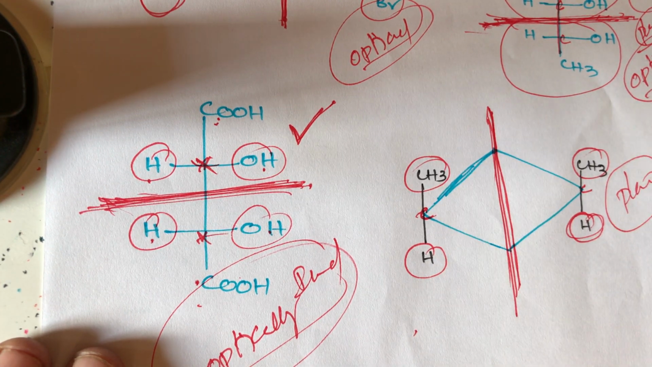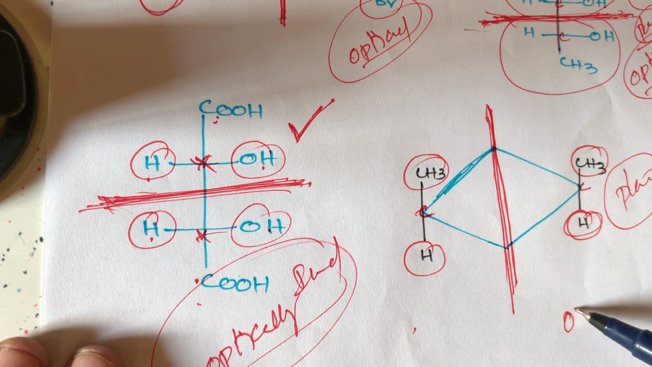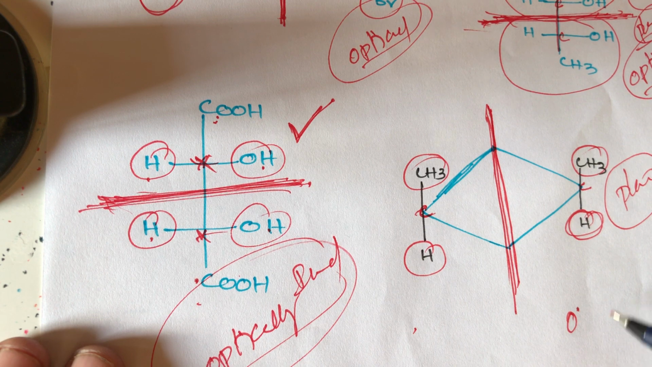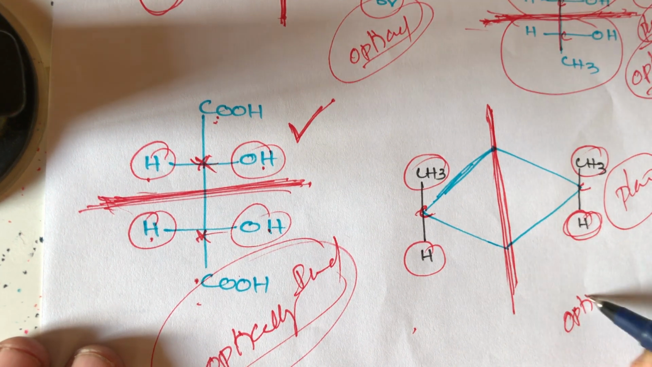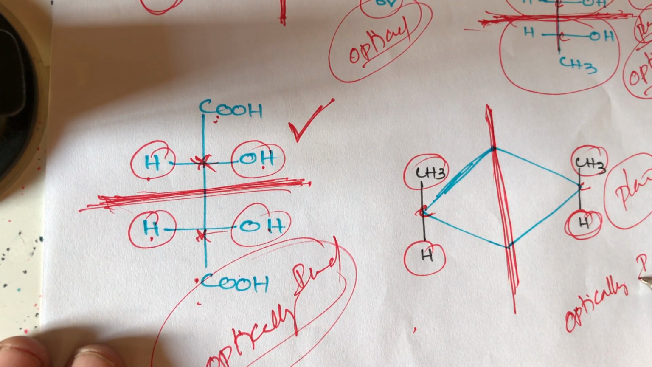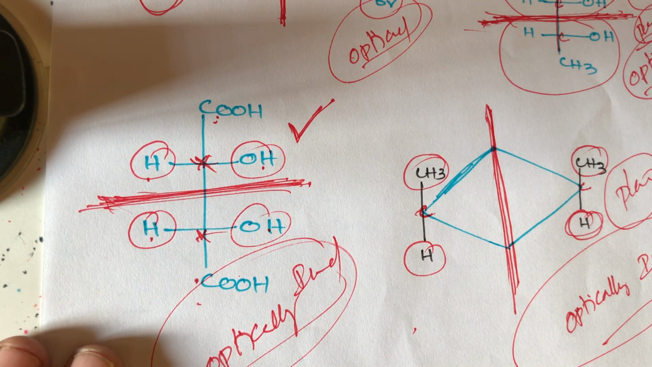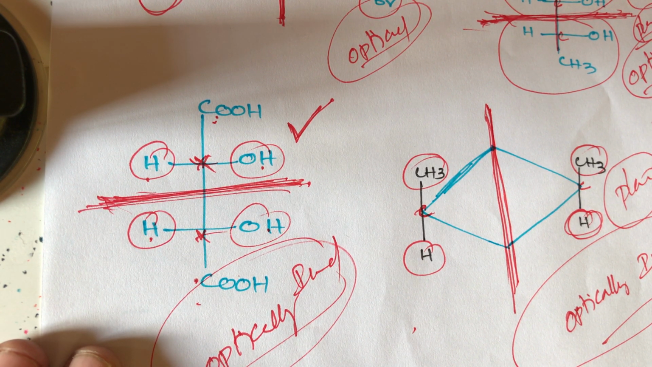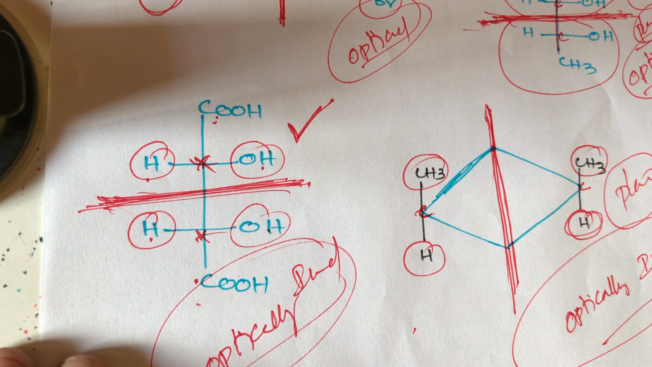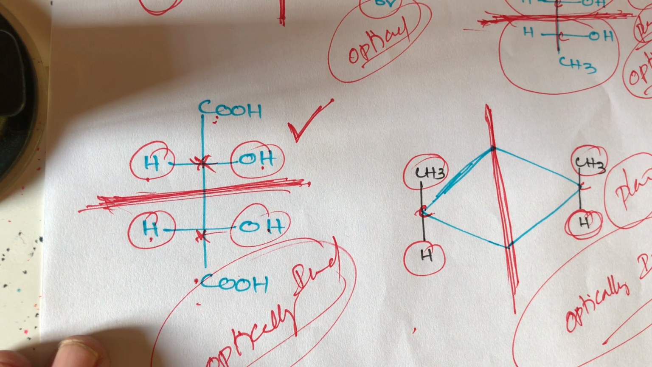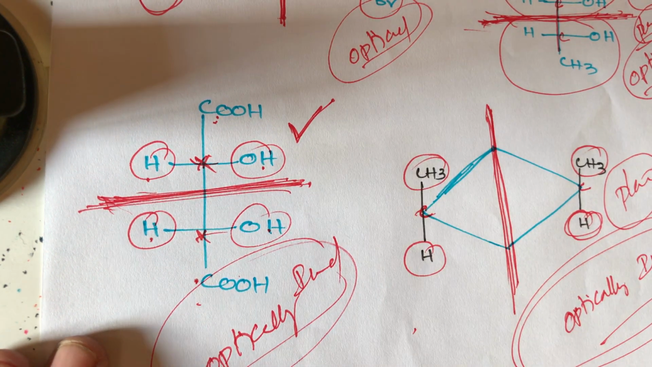The compound contains a plane of symmetry, and it does not exhibit optical isomerism. This compound is an optically inactive compound. So this is very important, students: if a compound contains a plane of symmetry and a center of symmetry, that compound is always optically inactive. That is very important, students.